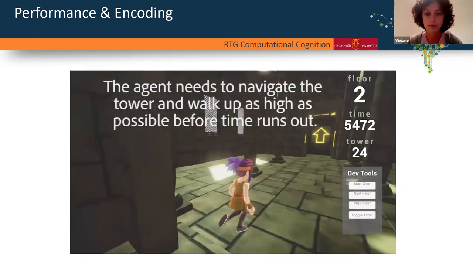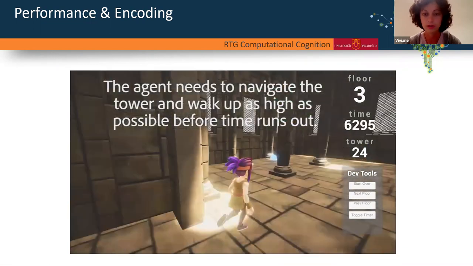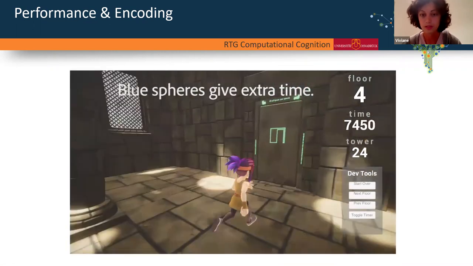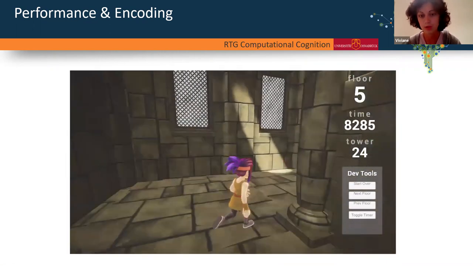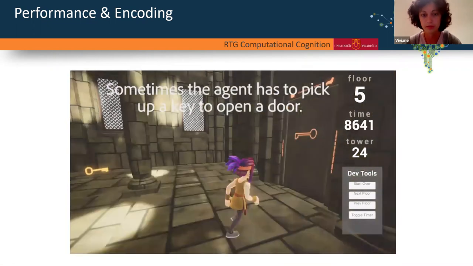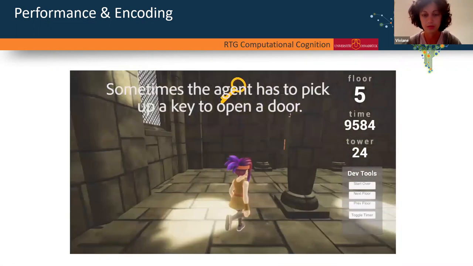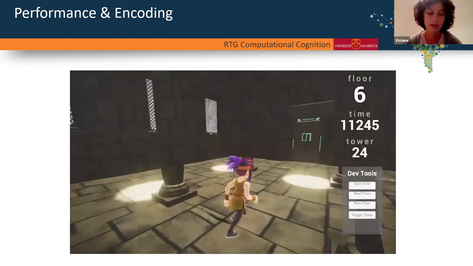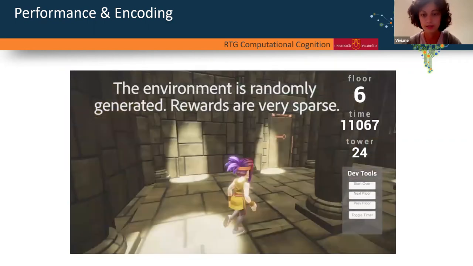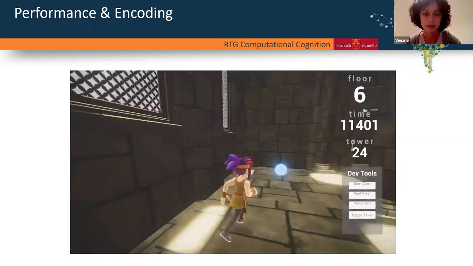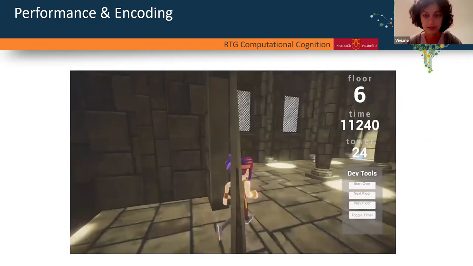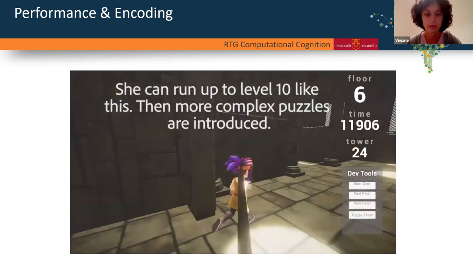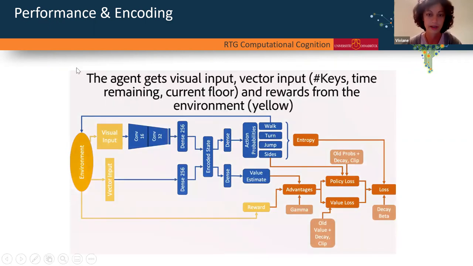There are several rooms on each floor. You have to go through the green doors to get to the next room. The yellow doors lead to the next level. Blue spheres give more time. Once the time is up, it's game over and the agent has to restart. Sometimes the agent needs to pick up a key to open a specific door. And later on, some puzzles are introduced. And even later on, enemies and more complex tasks. And the environment is randomly generated, which means that the agent can't just memorize the path.